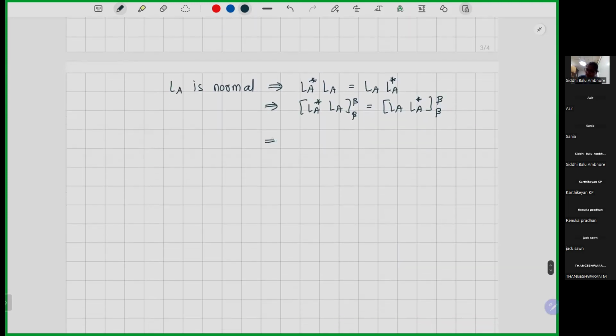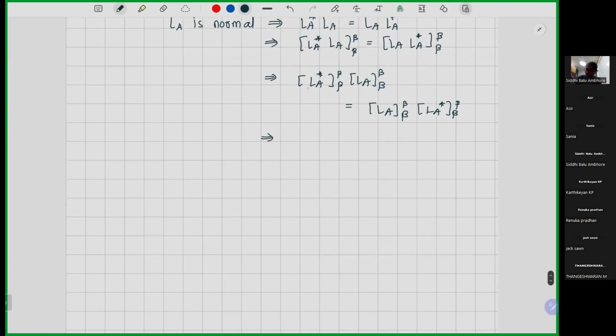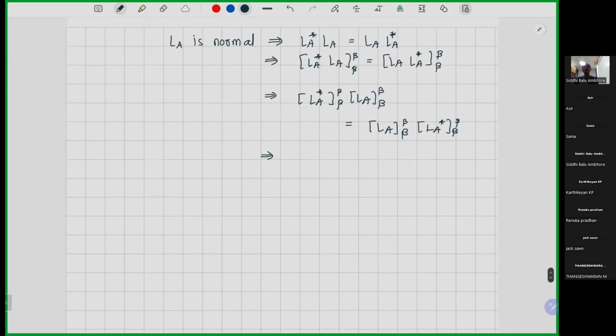Then this will imply that I can separate them, right? This we know from the properties of linear transformation matrices, which is equal to LA beta to beta, LA star beta to beta. We know this is like dagger and everything. So if I take beta to be the standard basis, this LA becomes A itself.